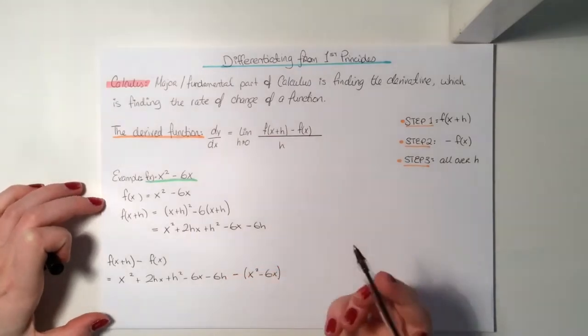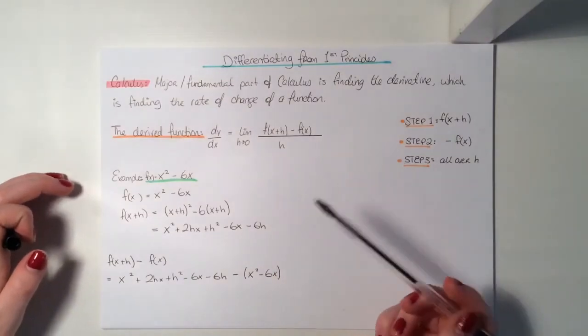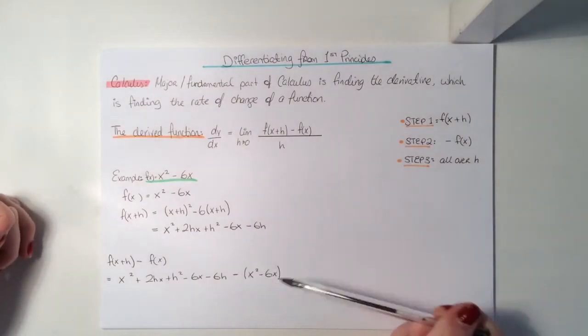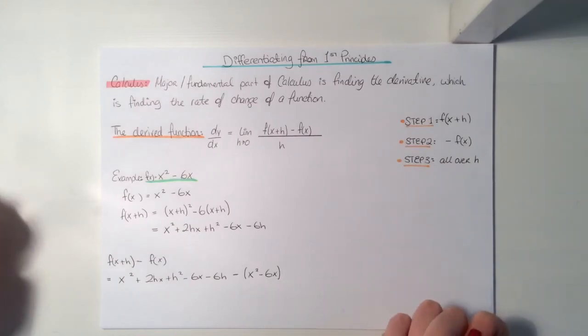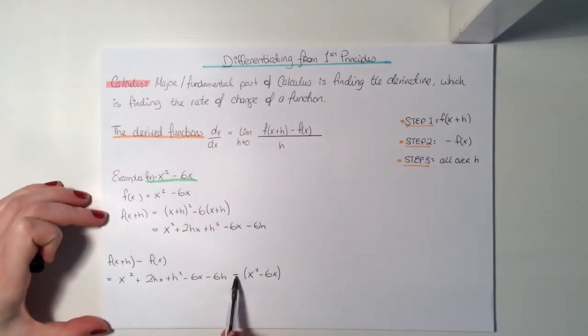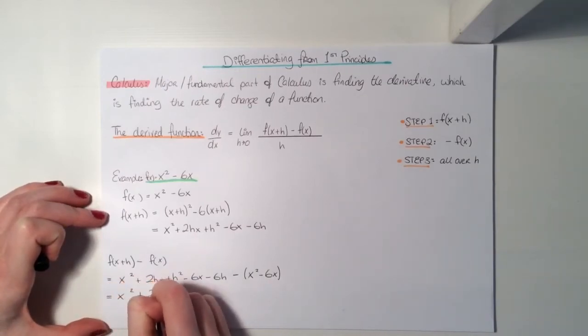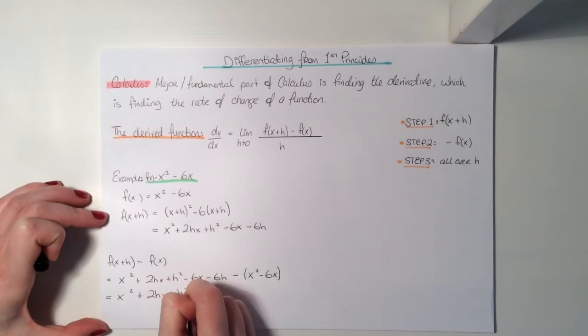Now the reason I'm applying brackets is just so we don't forget that this is minus all of it, so minus x squared minus 6. So that's going to turn into a plus 6. Okay, so I'm just going to apply that minus now and get rid of these brackets. So x squared plus 2hx plus h squared.